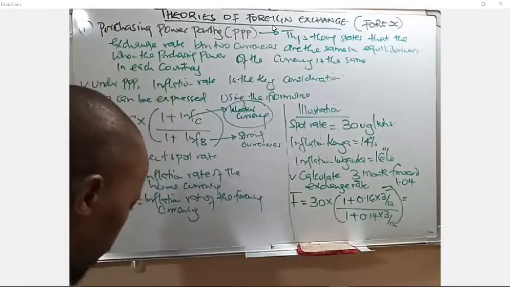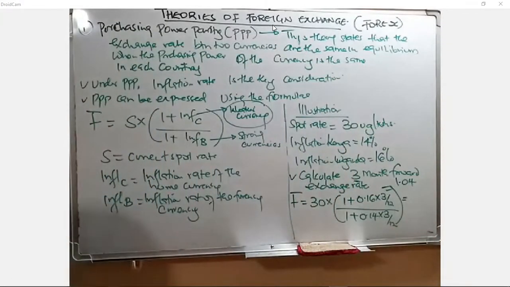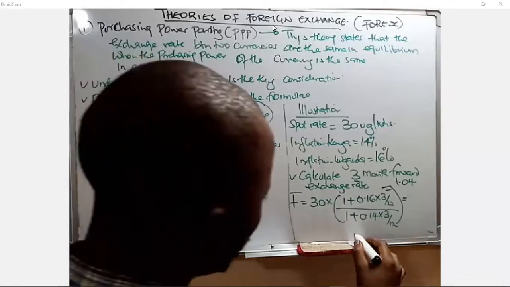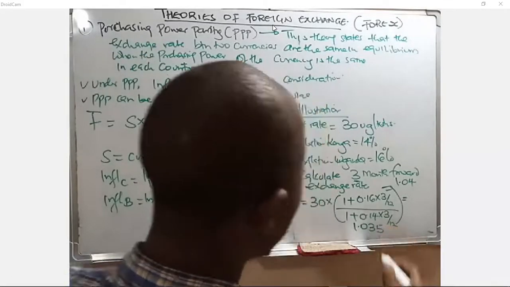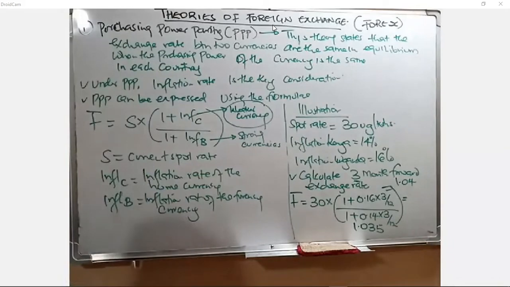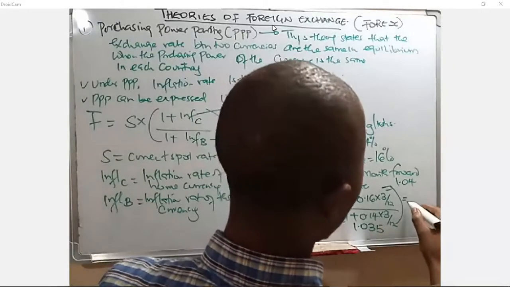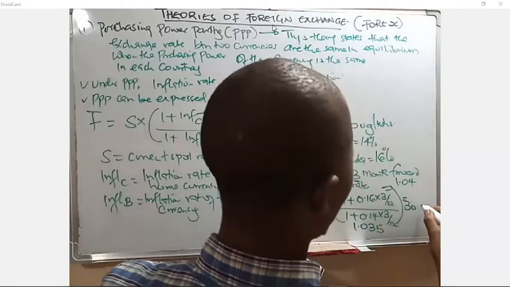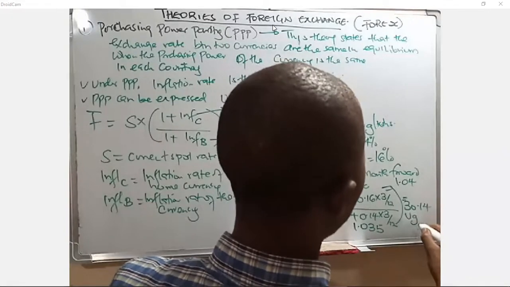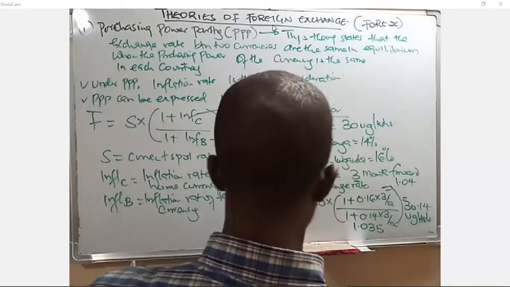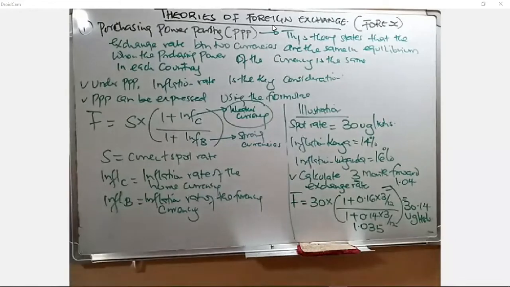What about downward here? We are talking about 0.14 times 3 divided by 12, plus 1, getting 1.035. So in this case, I just say 1.04 divided by my answer. Then I multiply by 30. And my answer will be 30.14 Uganda per Kenya shilling. That is how you calculate the purchasing power parity.